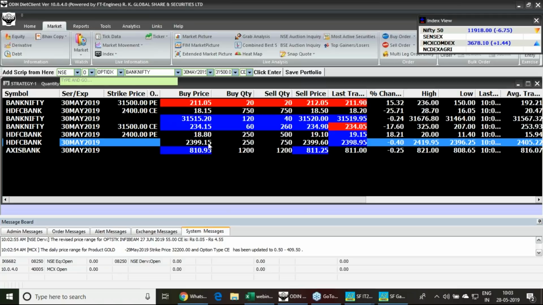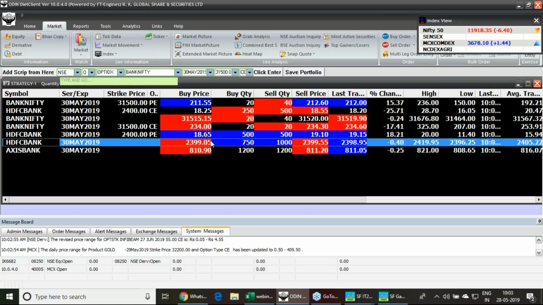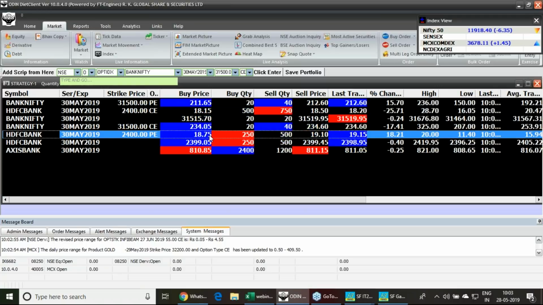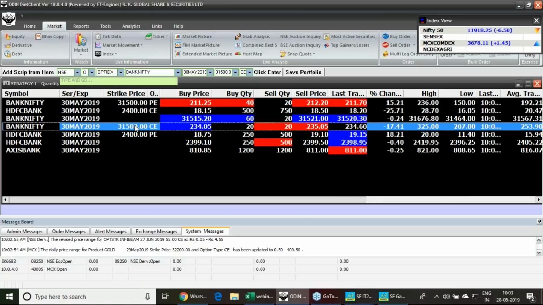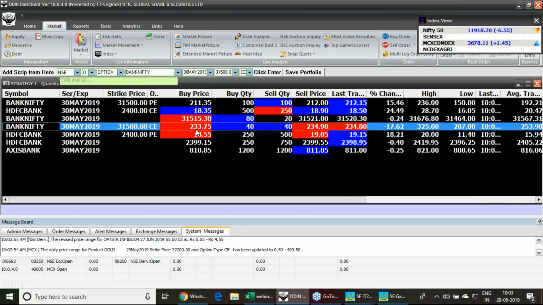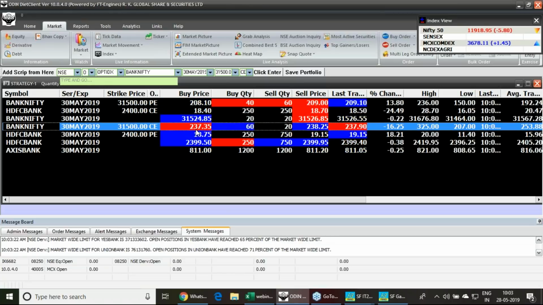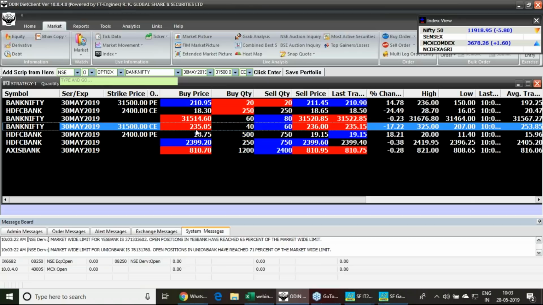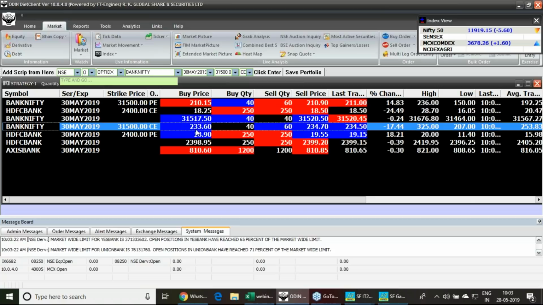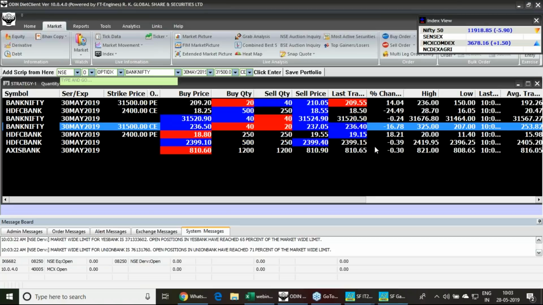Only one pair I have told you: sold HDFC Bank along with a 2,400 put, and bought Bank Nifty along with a sell of the 31,500 call. Just note it down by 3:30. You observe how much it has worked, whether it gave success or not. At least observing it is not going to cause any loss for you.